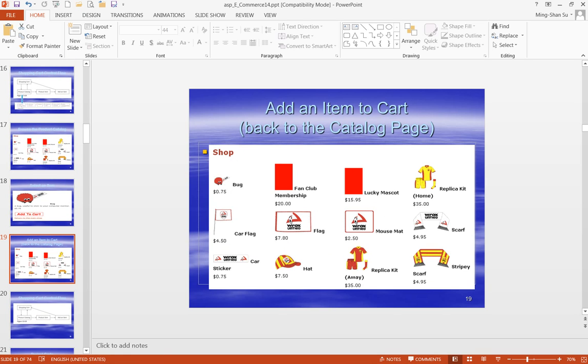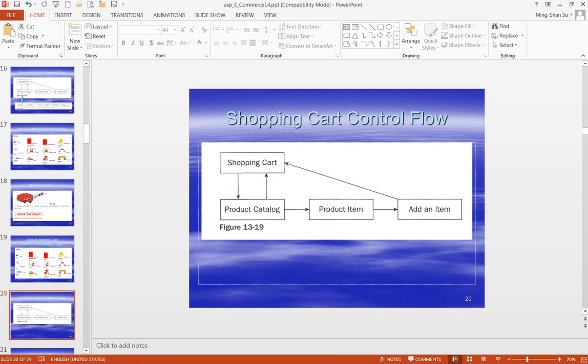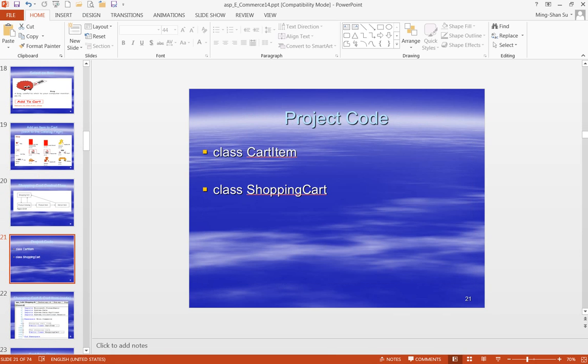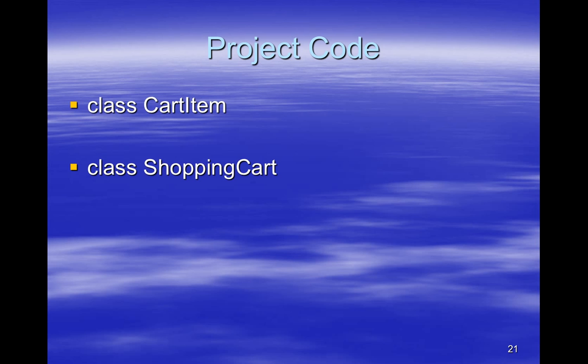Then the item will be added to the cart, and once it has been added into the shopping cart, it will bring you back to the product catalog again. So the next slide will show you the whole process. Again, this is the shopping cart control flow. Now let's take a look at the code, the project code, how they write code to handle the cart item and also the shopping cart list.